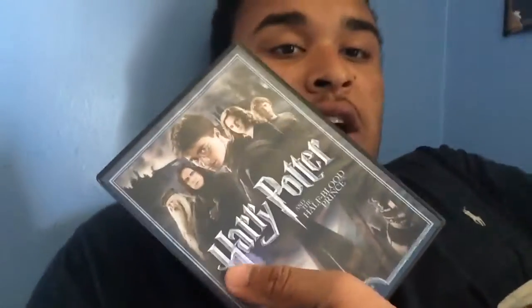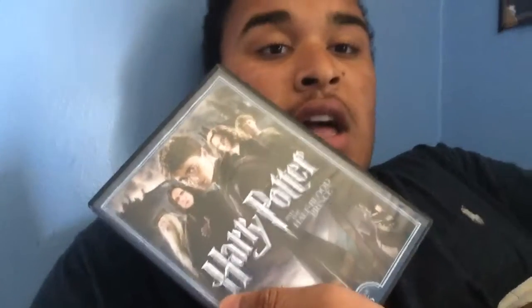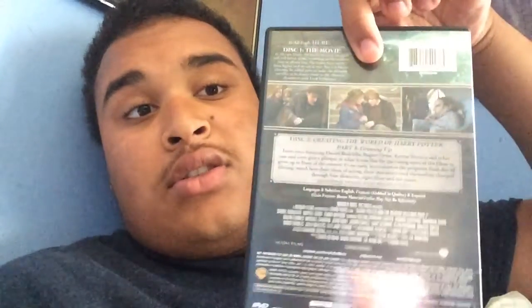And here's Harry Potter and the Half-Blood Prince, the sixth film, and Harry Potter and the Deathly Hallows Part 1. I'm not going to spoil the Half-Blood Prince or Part 1 if you haven't seen Harry Potter. And here's Harry Potter and the Deathly Hallows Part 2, the last one. And the battle is so crazy.